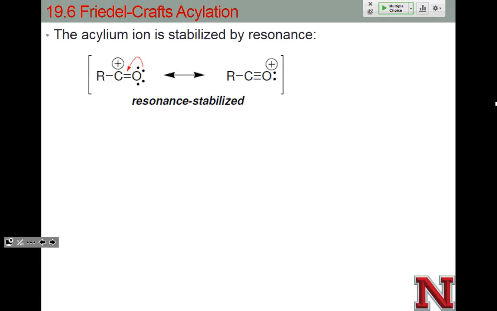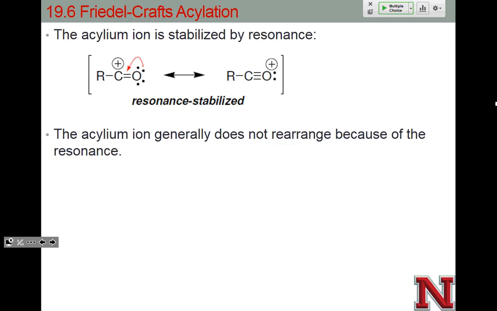It is stabilized by resonance. The oxygen with the positive charge is not very stable, but in this resonance structure, all the atoms have a complete octet. In this resonance structure, carbon does not. So that does stabilize that positive charge a little bit. But it's still very electrophilic.